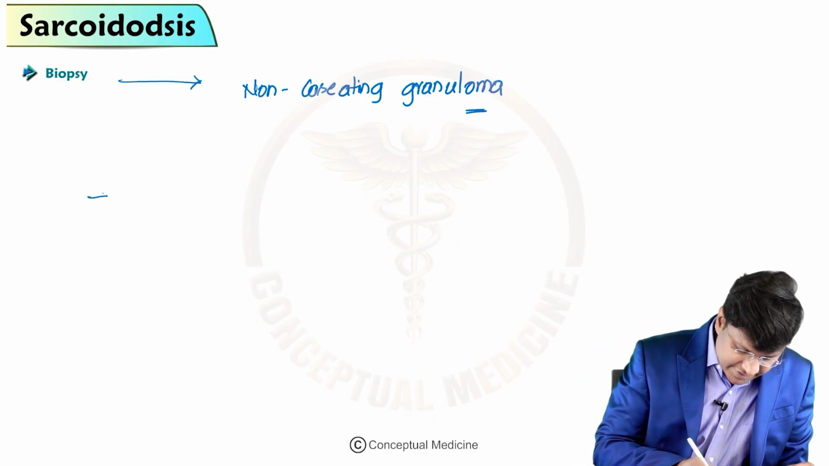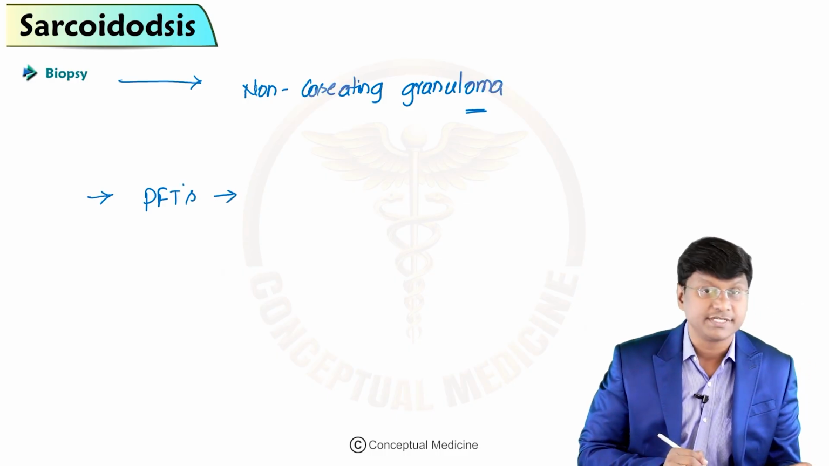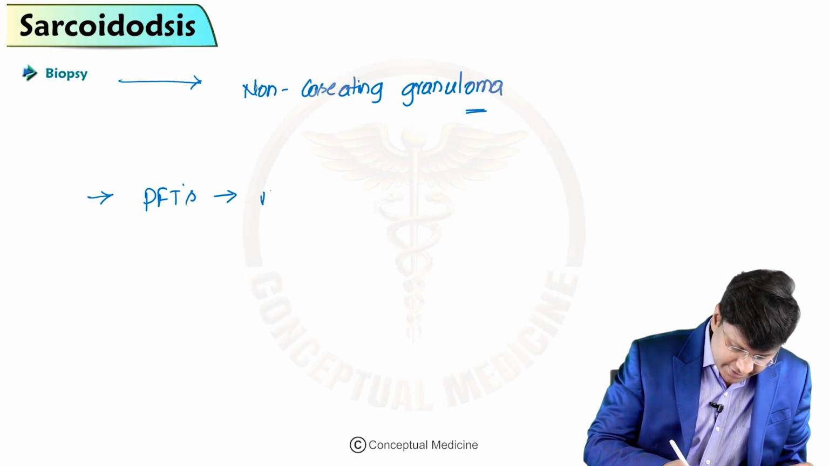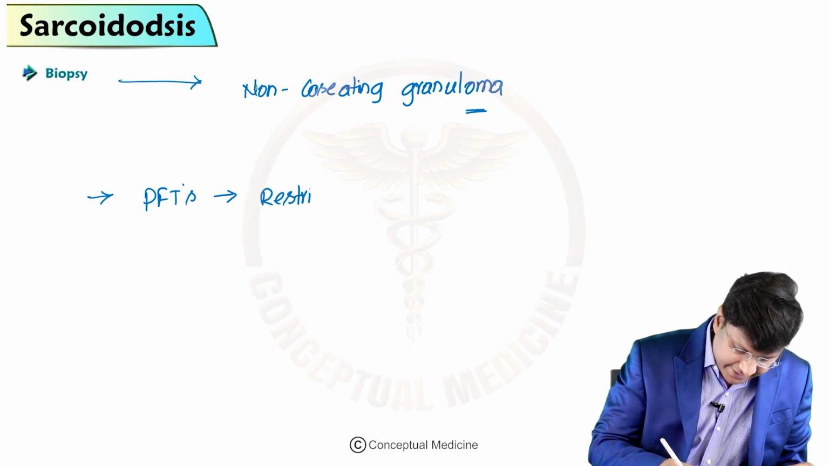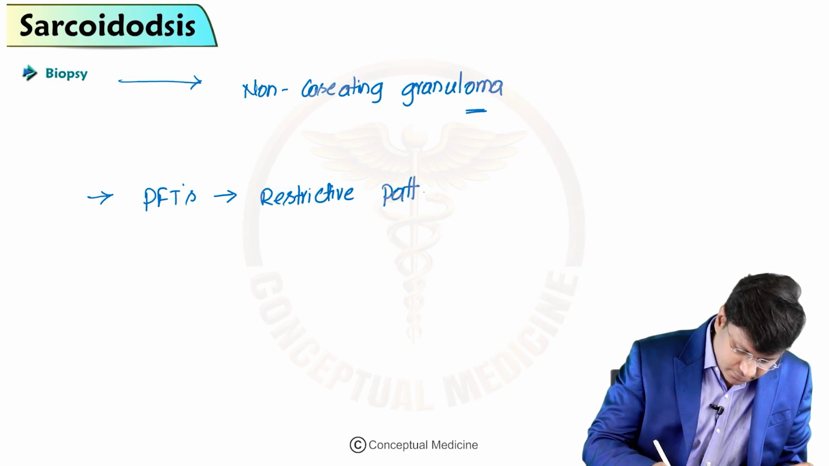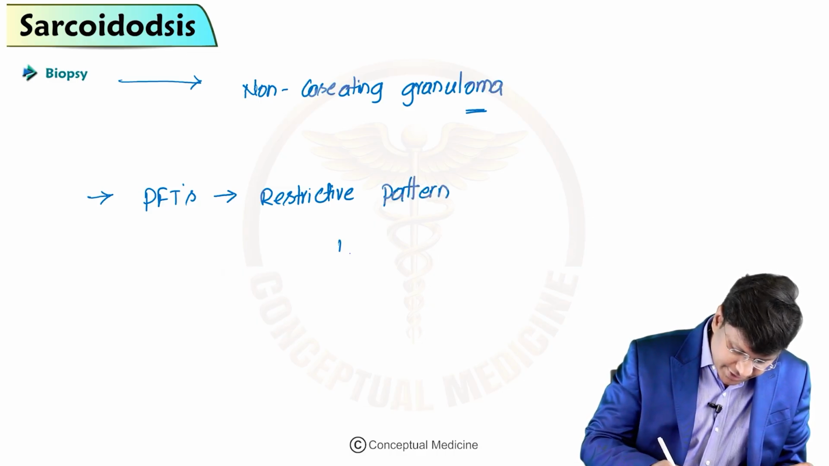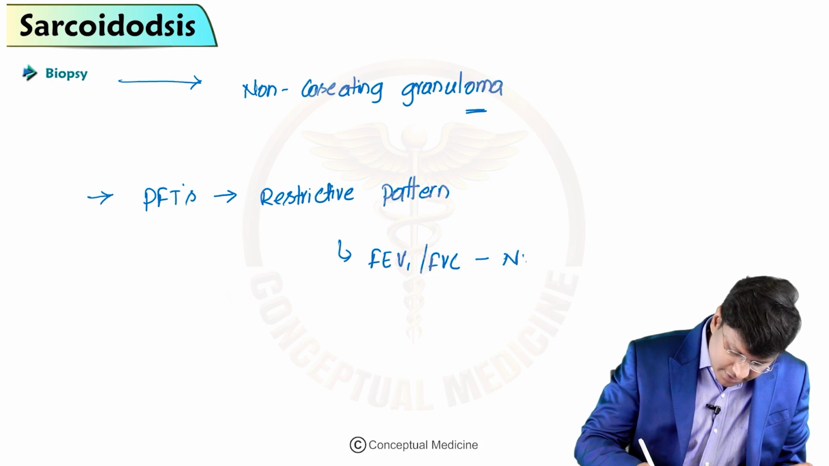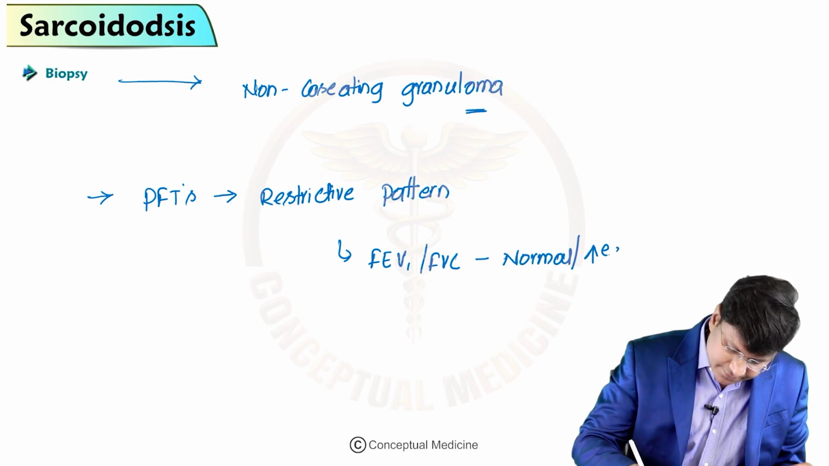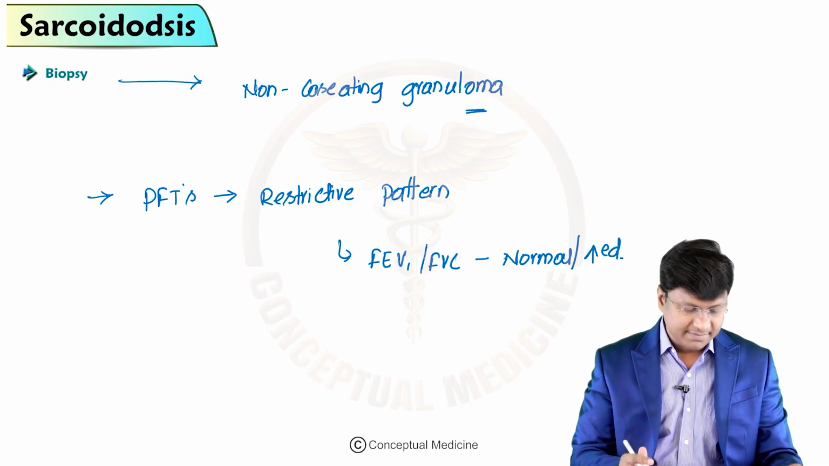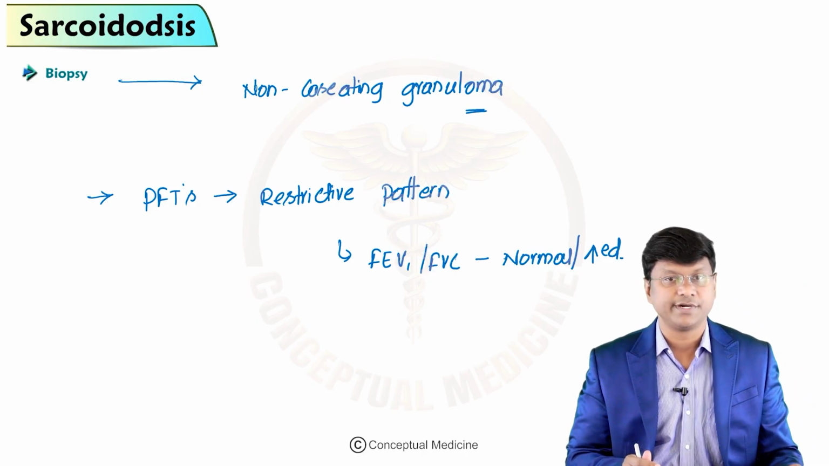Another important investigation will be pulmonary function test. What does this pulmonary function test show? Pulmonary function test shows the presence of a restrictive pattern. Restrictive pattern in the sense where FEV1 by FVC will be either normal or increased. So that will be the pulmonary function test in patients with sarcoidosis.